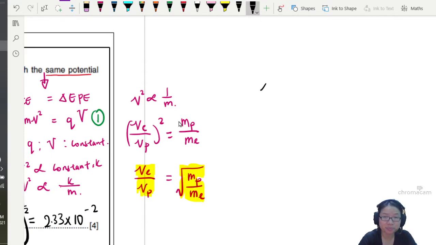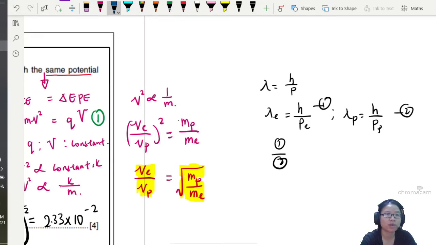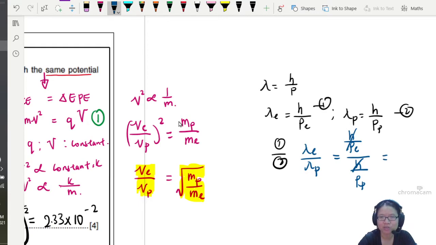All right, so here you have lambda is h over p. So lambda electron is h over momentum of electron. Similarly, lambda proton is h over momentum of proton. Equation 1, equation 2. You take 1 divided by 2. So what happens when we have 1 divided by 2? Lambda electron over lambda proton on one side. This will be h over momentum of electron over h over momentum of proton. Chop the h. So 1 over PE over 1 over PP.